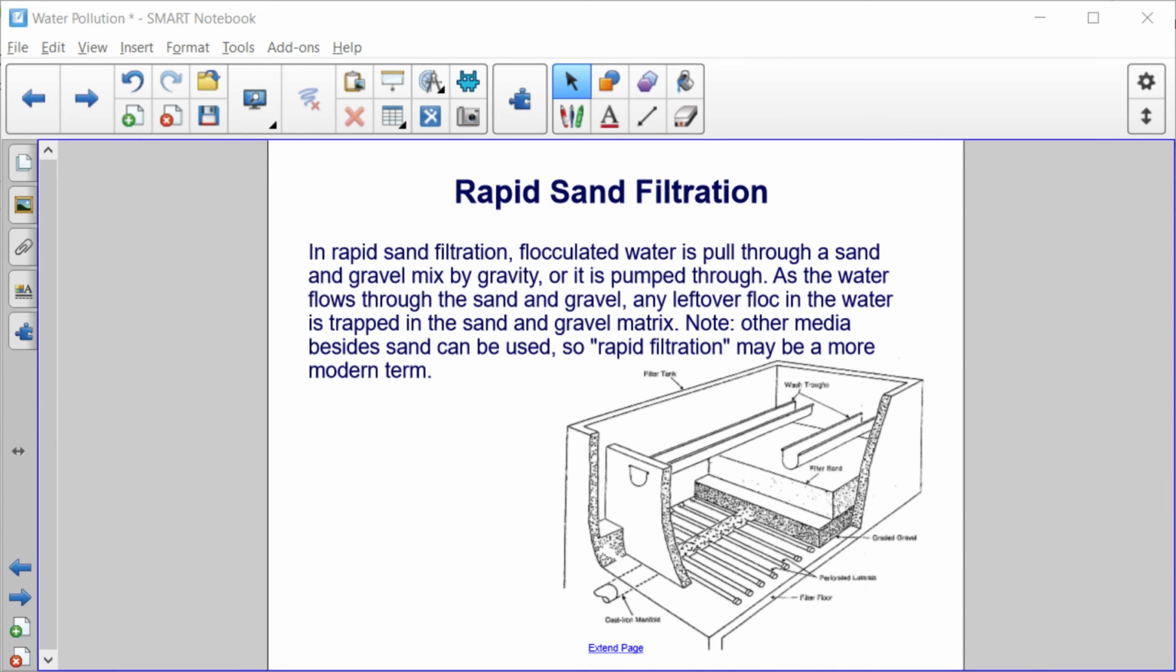Rapid sand filtration. In rapid sand filtration, flocculated water is pulled through a sand and gravel mix by gravity, or it is pumped through. As the water flows through the sand and gravel, any leftover floc in the water is trapped in the sand and gravel matrix. Note: other media besides sand can be used, so rapid filtration may be a more modern term.